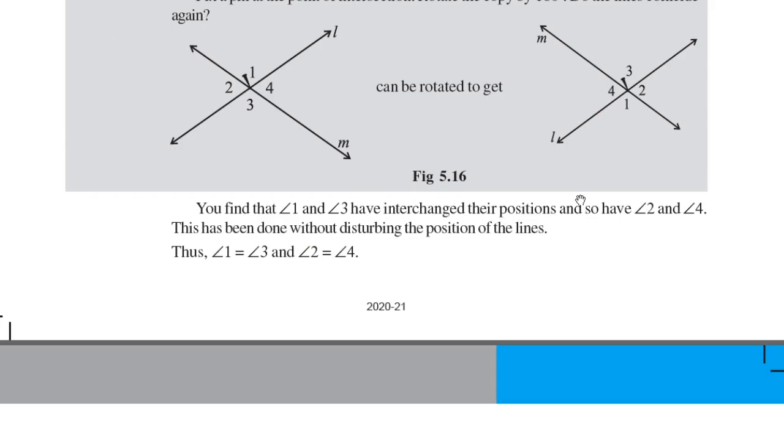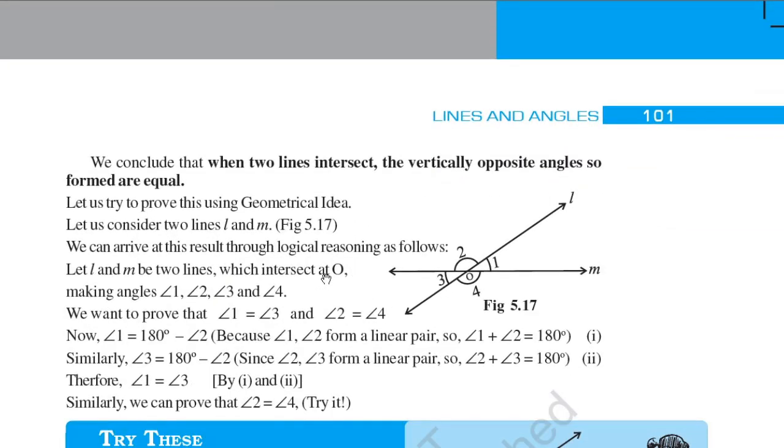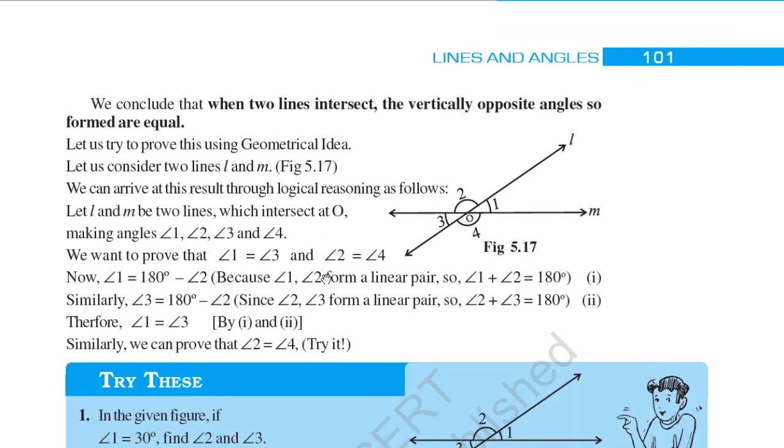So it is simple. This has been done without disturbing the position of the line. So angle 1 is equal to angle 3 and angle 2 is equal to angle 4. So it doesn't change. We conclude that when two lines intersect, the vertically opposite angles so formed are equal. So they are equal.